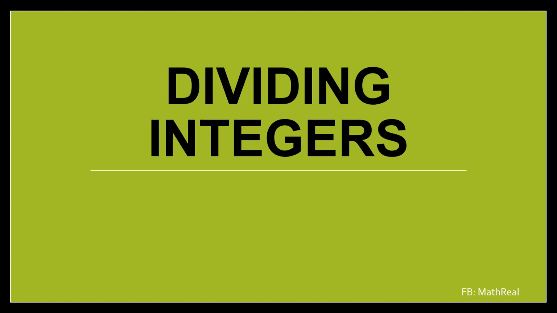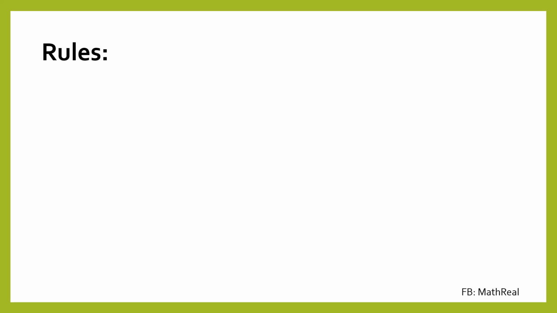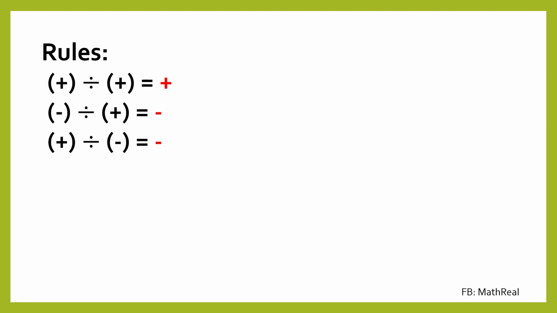Dividing integers. These are the rules if we are going to divide integers. Positive divided by positive is equal to positive. Negative divided by positive is equal to negative. Positive divided by negative is equal to negative. And negative divided by negative is equal to positive.